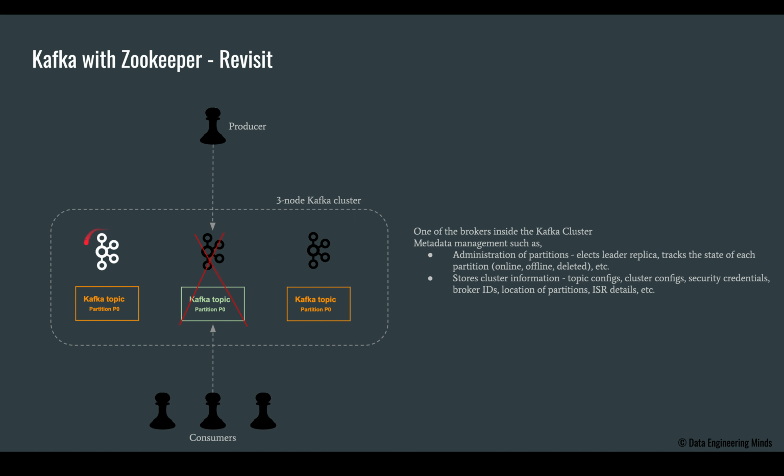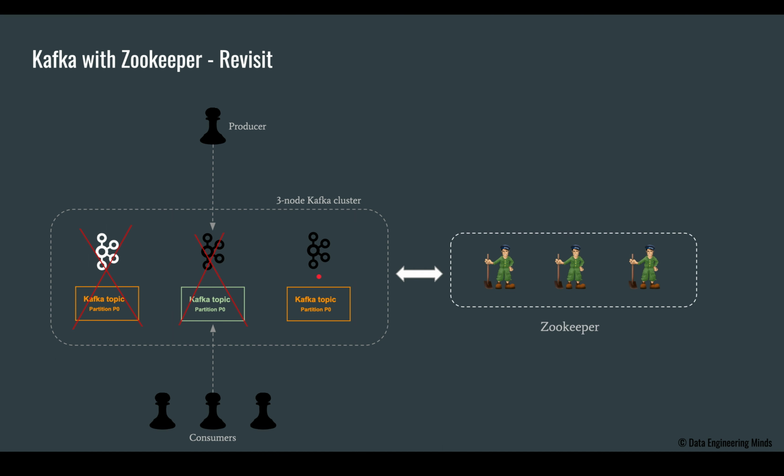Now, what happens if this broker that is acting as the controller also fails? Then, among the remaining brokers, one of them has to be elected as the new controller. This is where Zookeeper comes into action. Zookeeper is an Apache application that runs entirely outside of the Kafka cluster. In reality, you can have either a single Zookeeper or a cluster of Zookeepers. We call this a Zookeeper ensemble. Zookeeper is mainly responsible for electing the controller to operate the Kafka cluster.